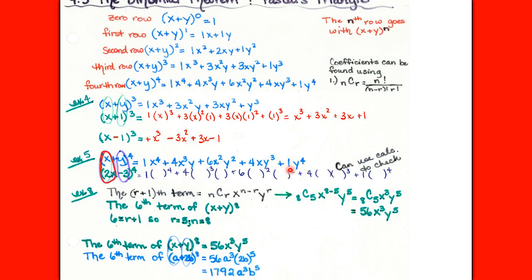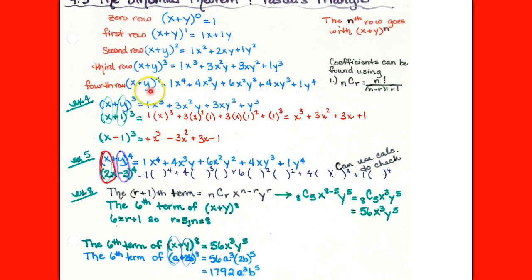Our x's are going to start with x to the n, and they're going to count down. So n is 4, so we're going to start with x to the fourth, and then x to the third, x to the second, x to the first, no x. Our y's are going to count up, so we're going to start with no y, y to the first, y to the second, y to the third, y to the fourth.